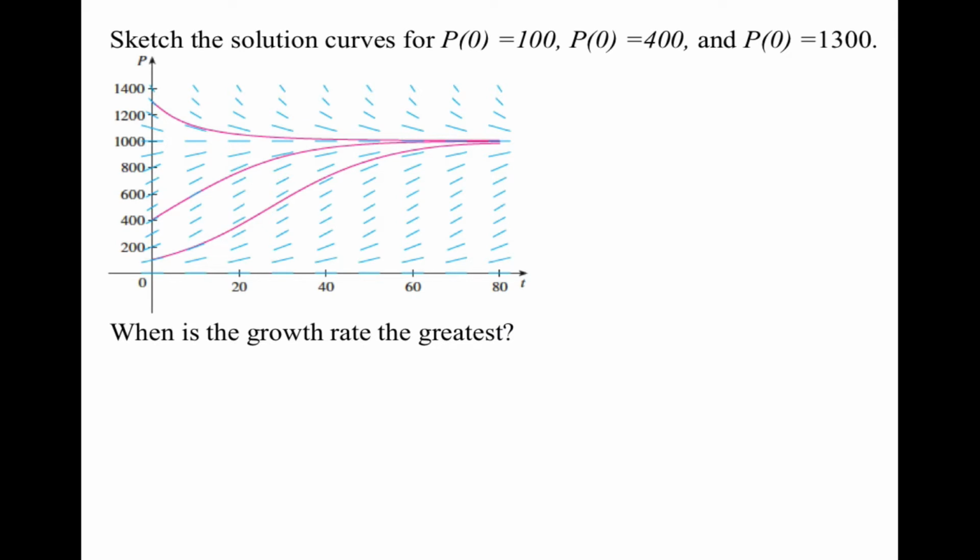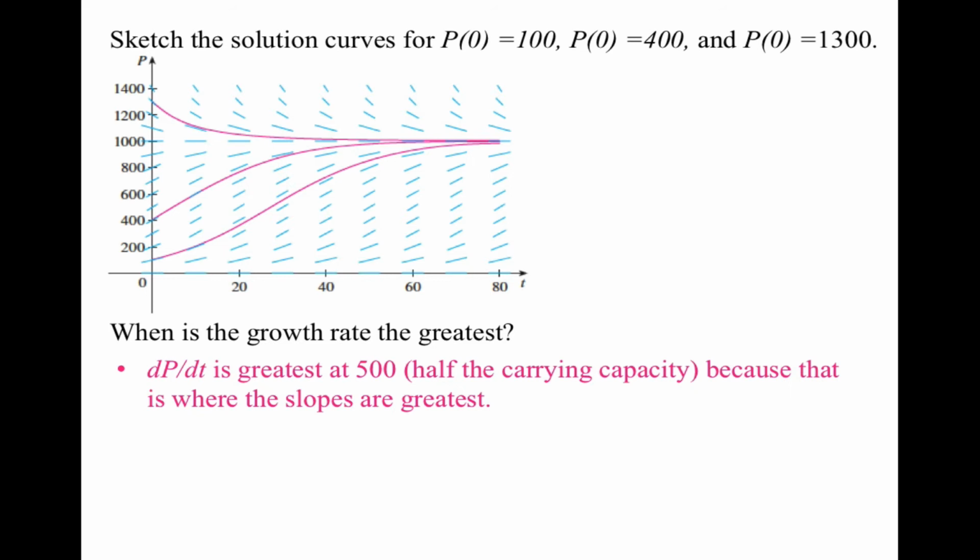Now, when is the growth rate the greatest? That is when dP/dt is greatest, at 500, which is half of the carrying capacity, because that is where the slopes are the greatest. So if you look at the slope field, when P is 500, you will see that the slopes are the steepest right around here.